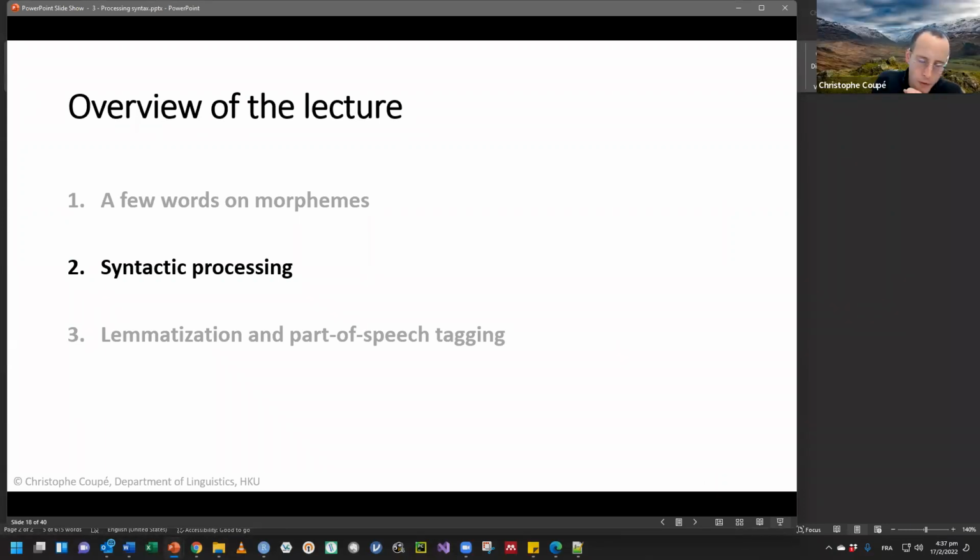So morphemes. I'm not going to bother you more with morphemes, but I want you to know that this matters. We are not going to go into the details of the systems, but you have to understand that these are the kind of things that need to be accounted for, basically. Now that I have told you that, I can tell you a little bit more about syntactic processing.